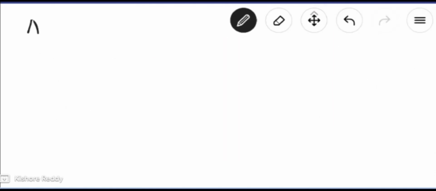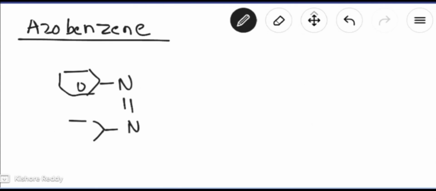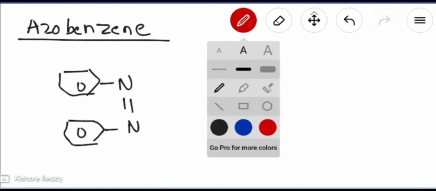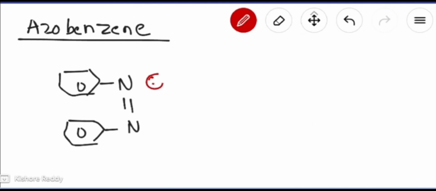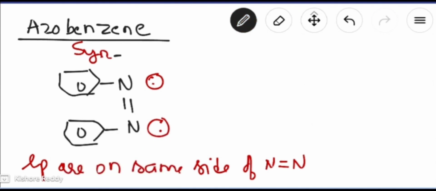Okay. Next. One more thing is azobenzene. Right. So the example, phenyl with N double bond N, right, and the second phenyl group is there. Now you know very well you have a lone pair and this also has a lone pair. If the lone pairs are on the same side of N double bond N, then you represent it as syn form. So this is called syn azobenzene.